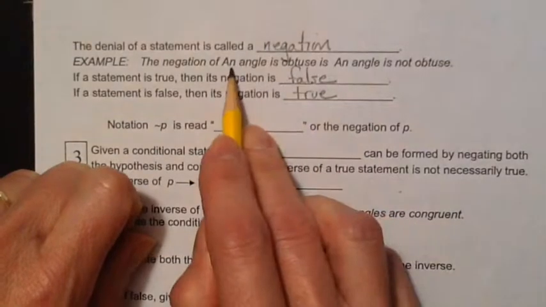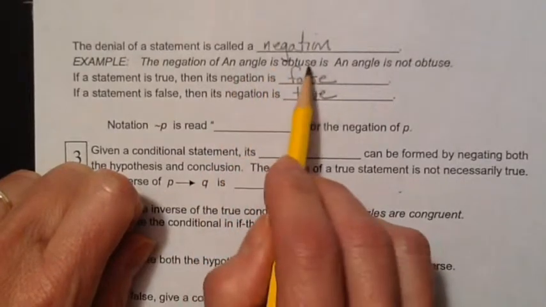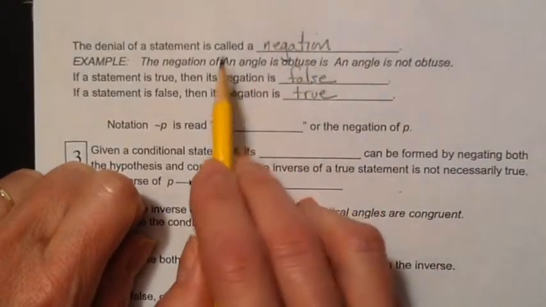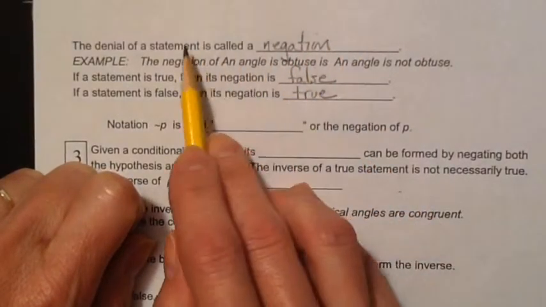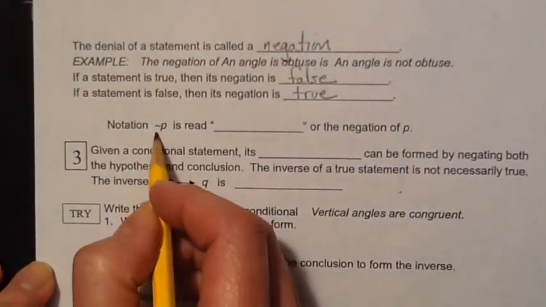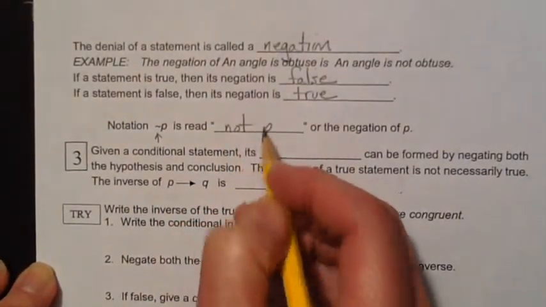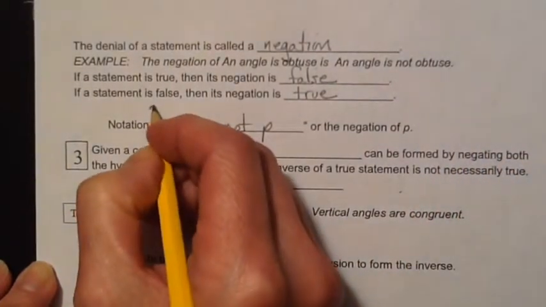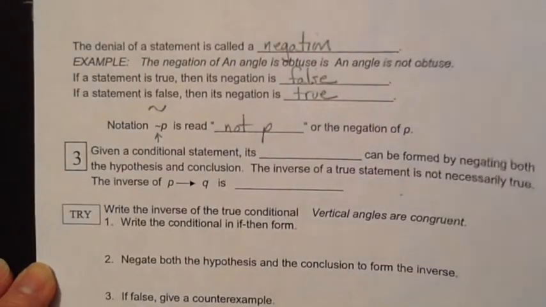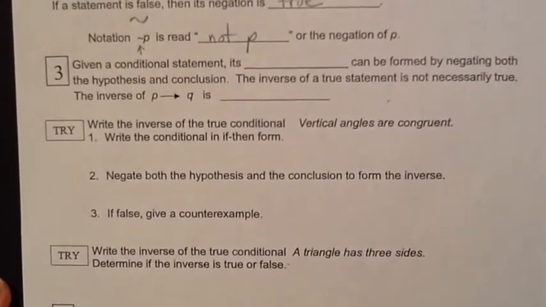Just a little point here. An angle is obtuse. The negation is not an angle is acute. That would leave out the idea of an angle being a right angle. So an angle is obtuse. The denial of that statement is an angle is not obtuse. Okay, this is the notation we use, and that is read not P. So it's a little squiggly like this. Not P. And that's how we use notation to indicate the negation.